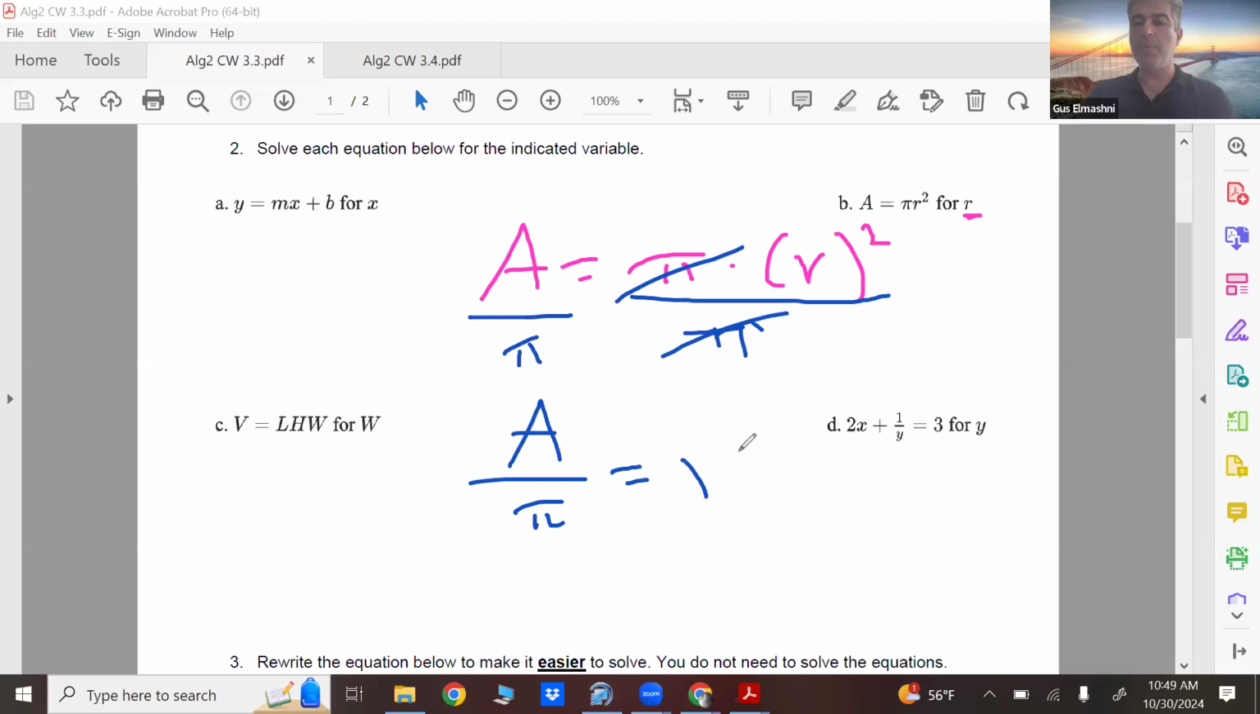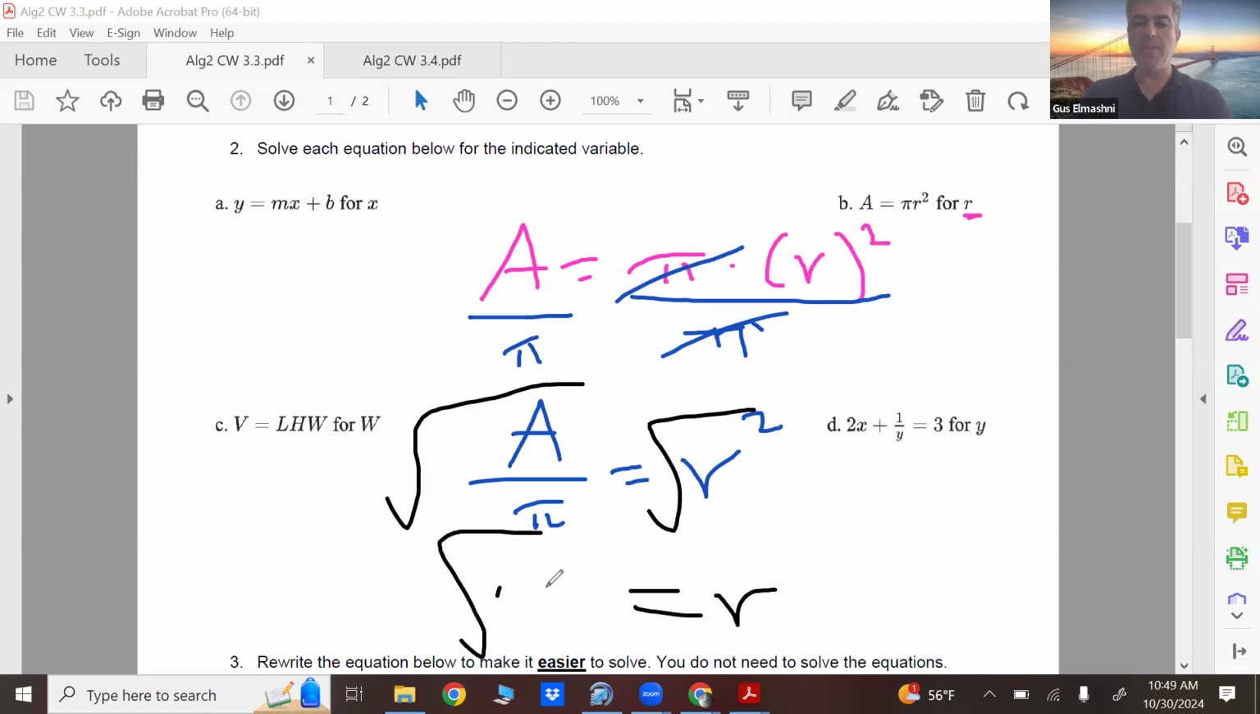Now, there's a square symbol. What's the opposite of squaring? Square rooting. Very good. So you do a square root on each side, and guess what? What does r equal? The square root of all that junk. And now you have r isolated.